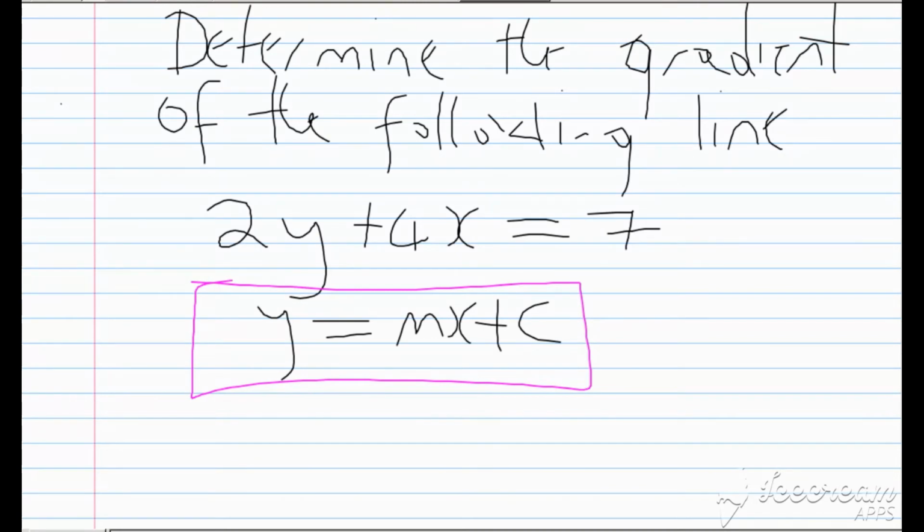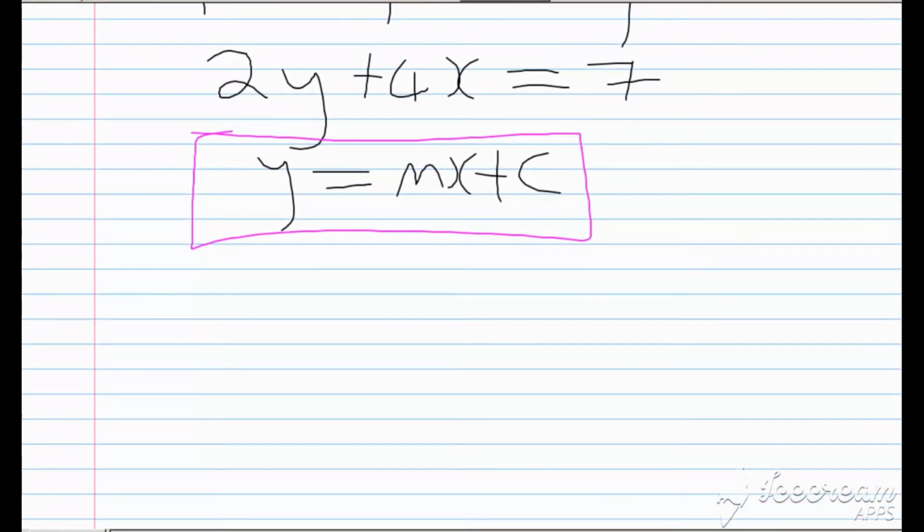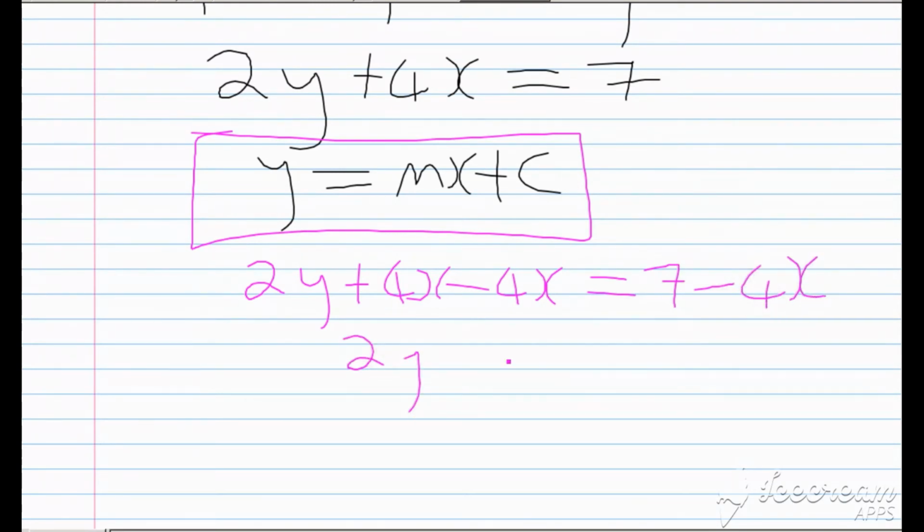Now, how am I going to get that equation in this form? You guys would have known how to transpose an equation, so that is exactly what I'm going to have to do. So we have 2y plus 4x equals 7. I need y by itself on this side, so I'm going to have to subtract the 4x from both sides. So I'm going to have 2y plus 4x minus 4x equal to 7 minus 4x. So we have 2y equal, and notice in the equation of the line y equal mx plus c, that will come before the c constant. So I'm going to turn this around and say it's going to be a negative 4x plus 7.